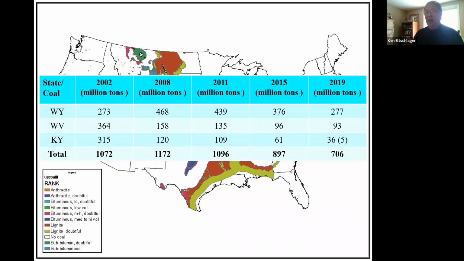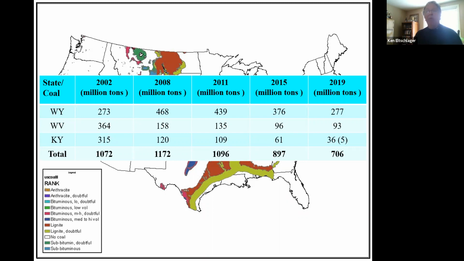Production-wise, I'm sure all of you are keenly aware of this. For many years, West Virginia, Wyoming, and Kentucky have been at the top of the production scheme. If you look to the far right, 2019, that has changed. Kentucky has dropped to number 5. Illinois and Pennsylvania have overtaken them in terms of production.